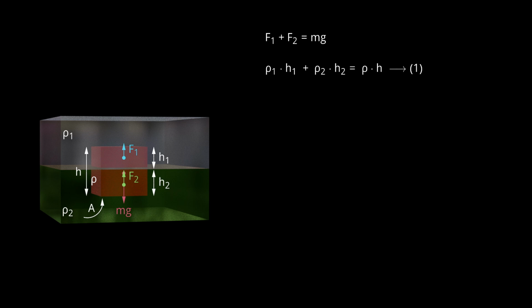Since the object is fully submerged between the two liquids, we know that the sum of the two submerged depths, h1 and h2, is equal to the total height of the object, h. Using this relationship, we can substitute one height in terms of the other and rearrange the equation to find separate expressions for h1 and h2.